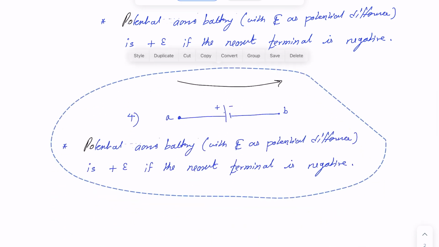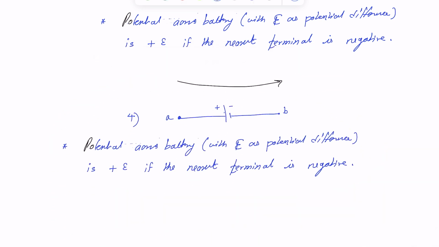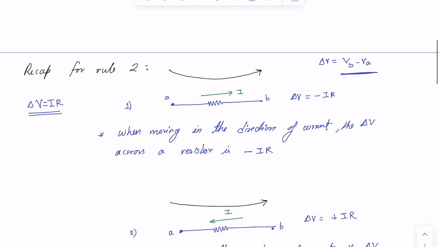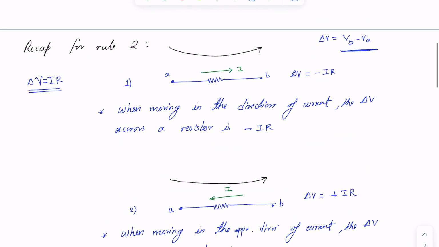For this case, if you're coming in from the left and the nearest terminal is positive, that means that the potential across the battery is minus epsilon if the nearest terminal is positive. So see, what we have done is we have figured out a way to remember these cases.